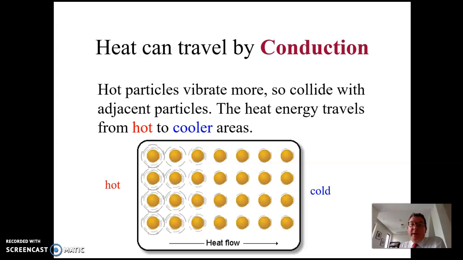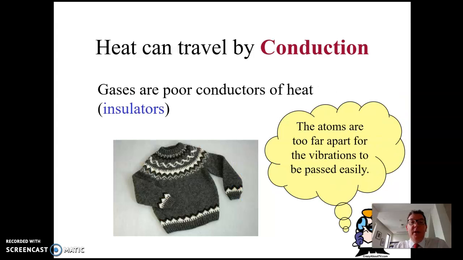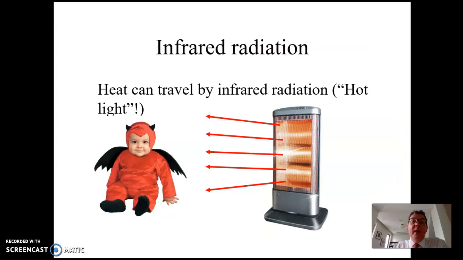We then looked at heat transfer by conduction. So when the particles vibrate and bump into each other, obviously this is how heat travels in solids, also gases and liquids as well, just not very good. We looked at why metals are good conductors of heat, because the particles are close together, and remember they have those free electrons that can also carry thermal energy. We talked about why gases are bad conductors of heat, also electricity, because the particles are far apart.